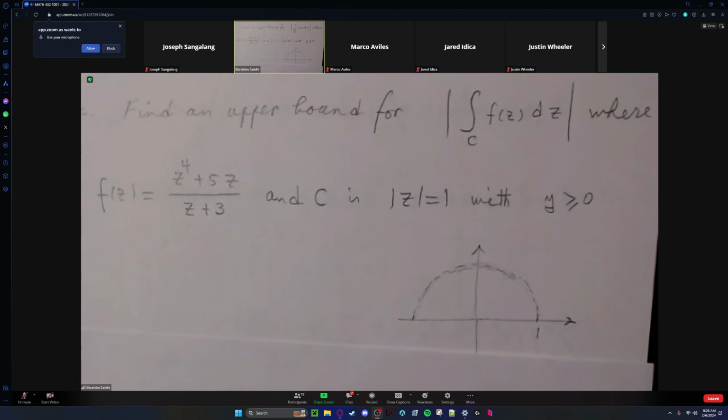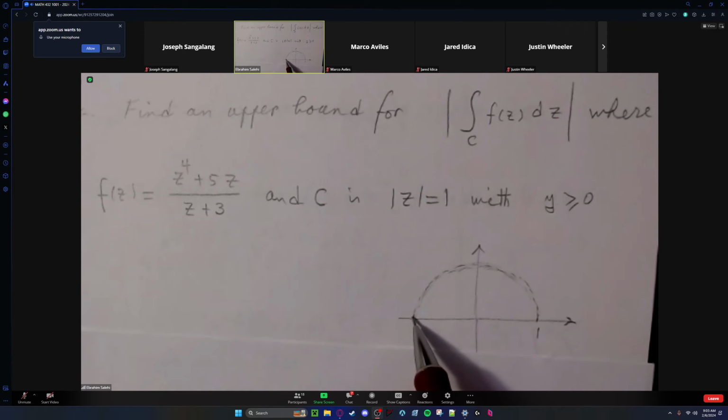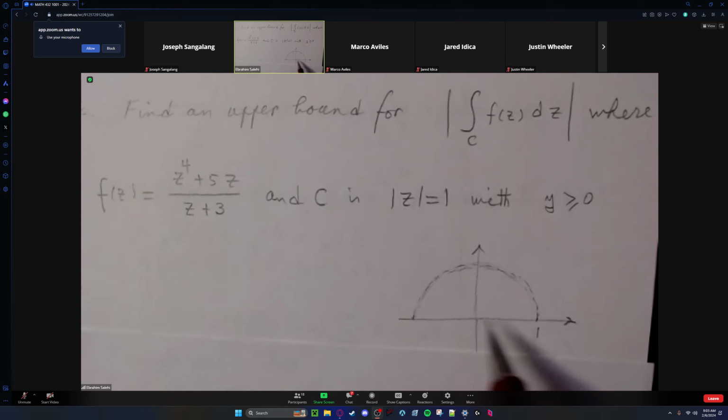Well, the length of this curve, we know what it is. That is L. When the radius is 1, the perimeter of a circle is 2 pi r, where r is the radius. So 2 pi will be the whole circle. So the upper part, just the length here, is pi.